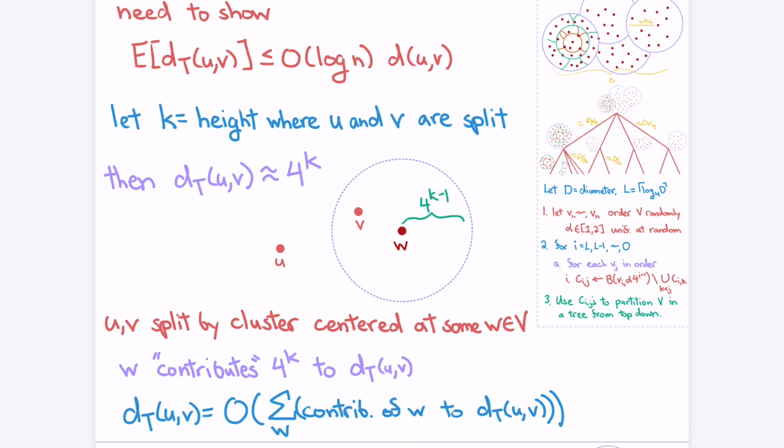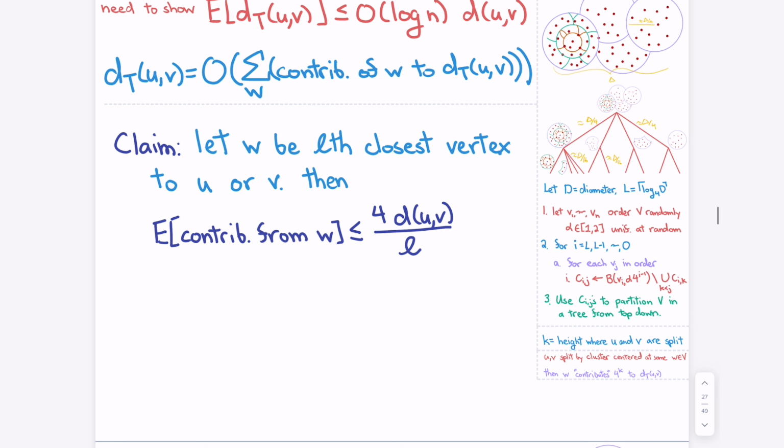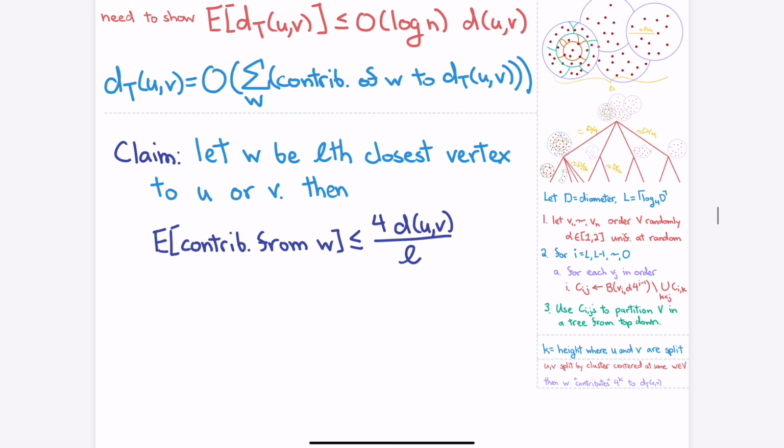So we're going to let W be the Lth closest vertex to U or V. What does closest mean? You have U and V, those are like the 0 and the first and second closest. By closest, I mean closest to either U or V. So maybe this is the closest one, this one is the second closest, and this one is the third closest. This is closest in that it's closer to V than 2 is supposed to be to U. I don't know if it shows very well in the picture.